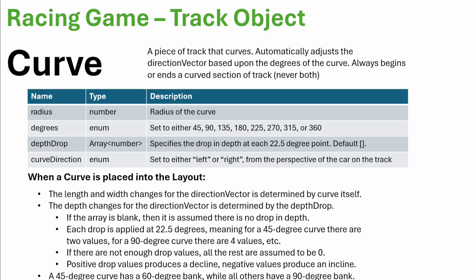Next, we have the curve. The curve does exactly what it's supposed to do. It creates a curve. And let's take a look at the four particular properties of the curve, at least that we're starting with now. The radius is the radius of a curve.